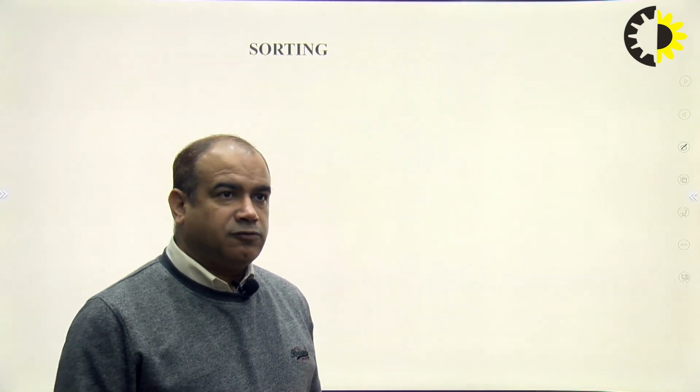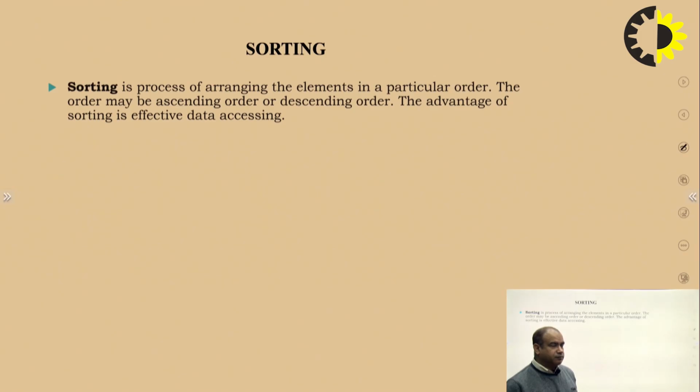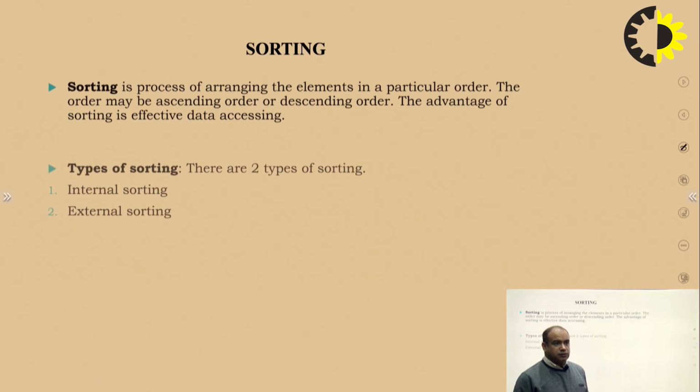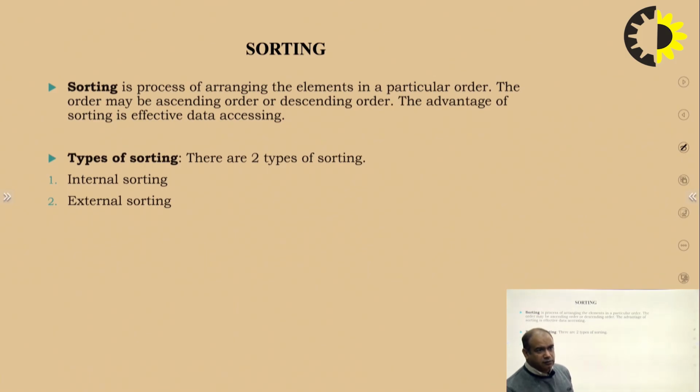First of all, what is the meaning of sorting? Sorting is the process of arranging the elements in a particular order. The order may be ascending or descending. The advantage of sorting is effective data accessing. There are two types of sorting: one is internal sorting and the second is external sorting.